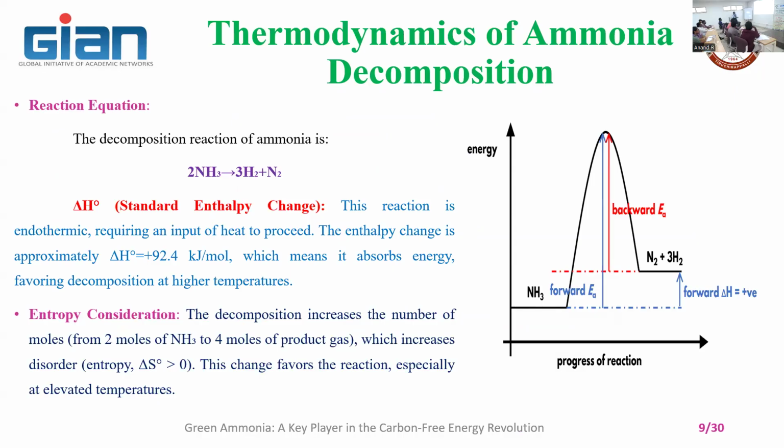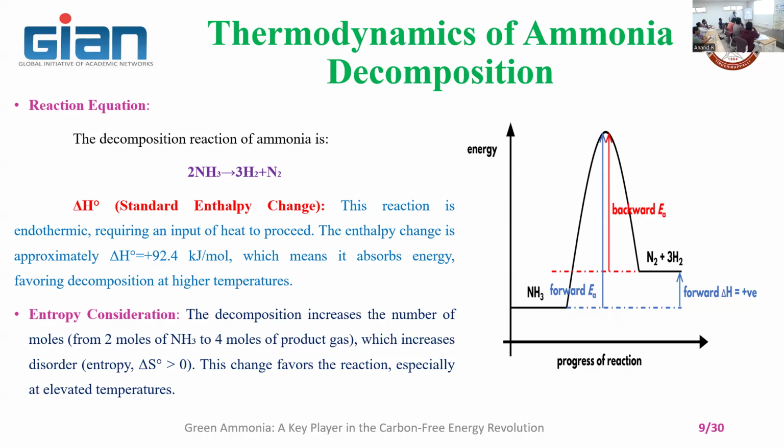The reaction equation, that is, the decomposition happens when you break ammonia, you will get hydrogen and nitrogen, 3 moles of hydrogen and 1 mole of nitrogen. So in order to break it, you need energy. How much energy you need to provide to convert ammonia into hydrogen is nothing but an endothermic process. You need to provide 92.4 kilojoules of energy per mole of ammonia to break ammonia into hydrogen and nitrogen. Okay. So that is for the forward reaction.